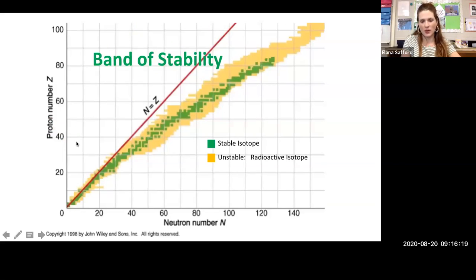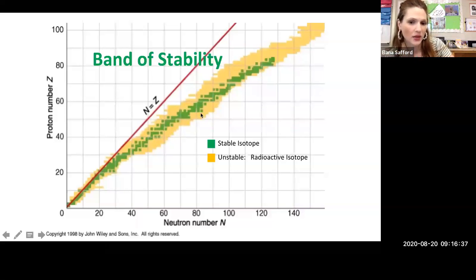This is what we're going to use to determine if the isotope is stable or unstable. On your screen, it's reversed from the last one. When it's in a stable range, it will exist and not be radioactive, so it'll be in this green. If it's unstable, it'll be in this yellow section.